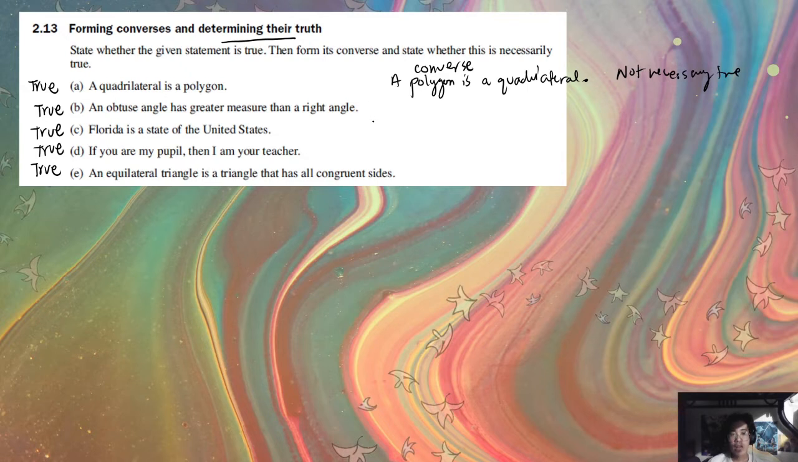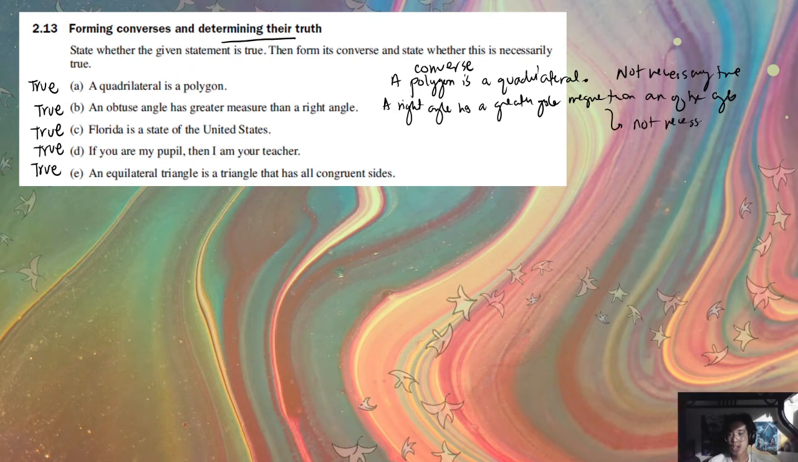Okay, number 2. An obtuse angle has greater measure than a right angle. The converse: a right angle has a greater angle measure than an obtuse angle. Now we know that this is not true. So it's not necessarily true.